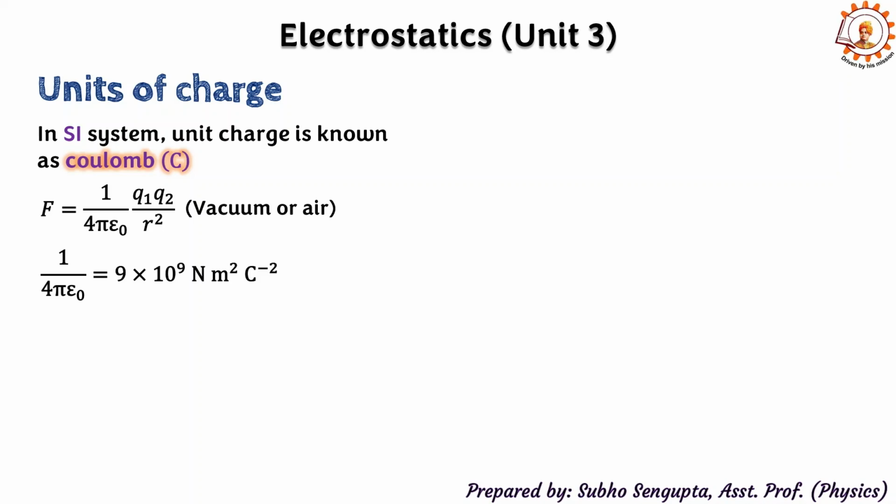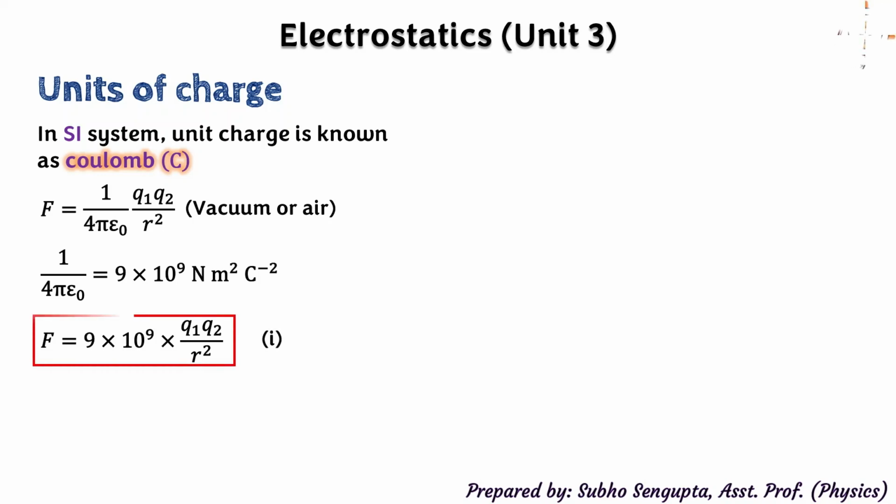So, the above equation can be written as F is equal to 9 times 10 to the power 9 times Q1 Q2 upon R squared. I mark this expression as equation 1. Let both the values of Q1 and Q2 are equal to Q, R is equal to 1 meter and F is equal to 9 times 10 to the power 9 Newton.